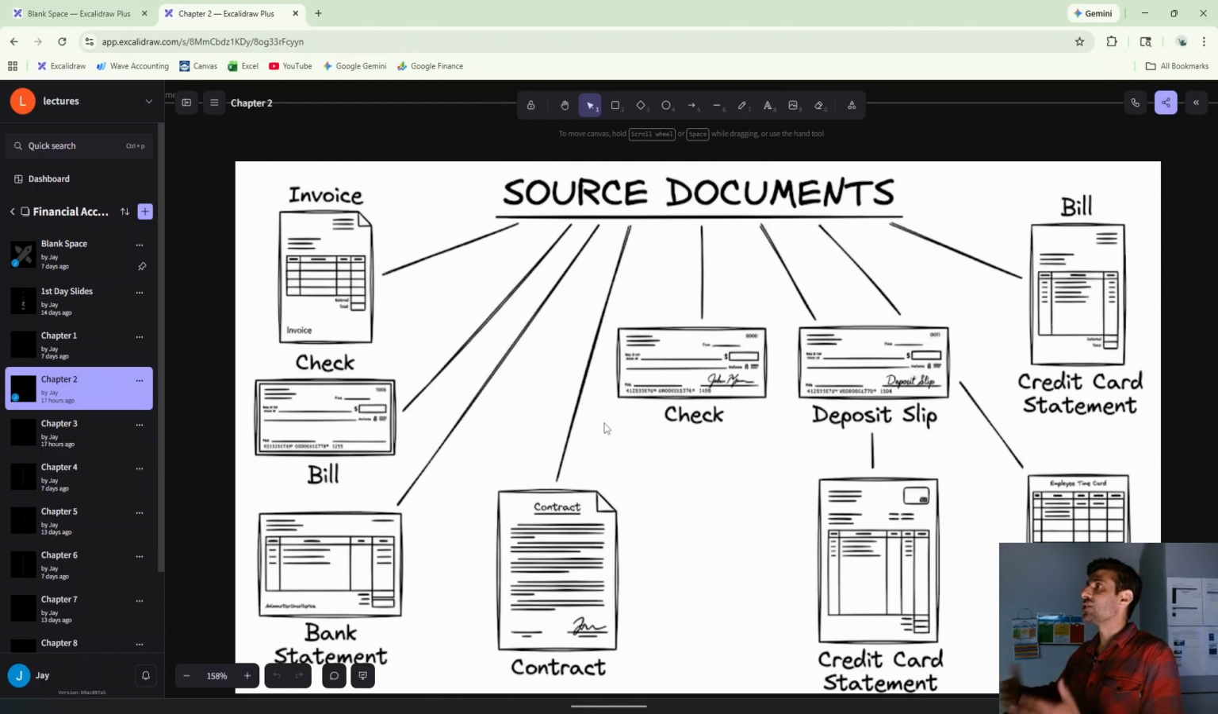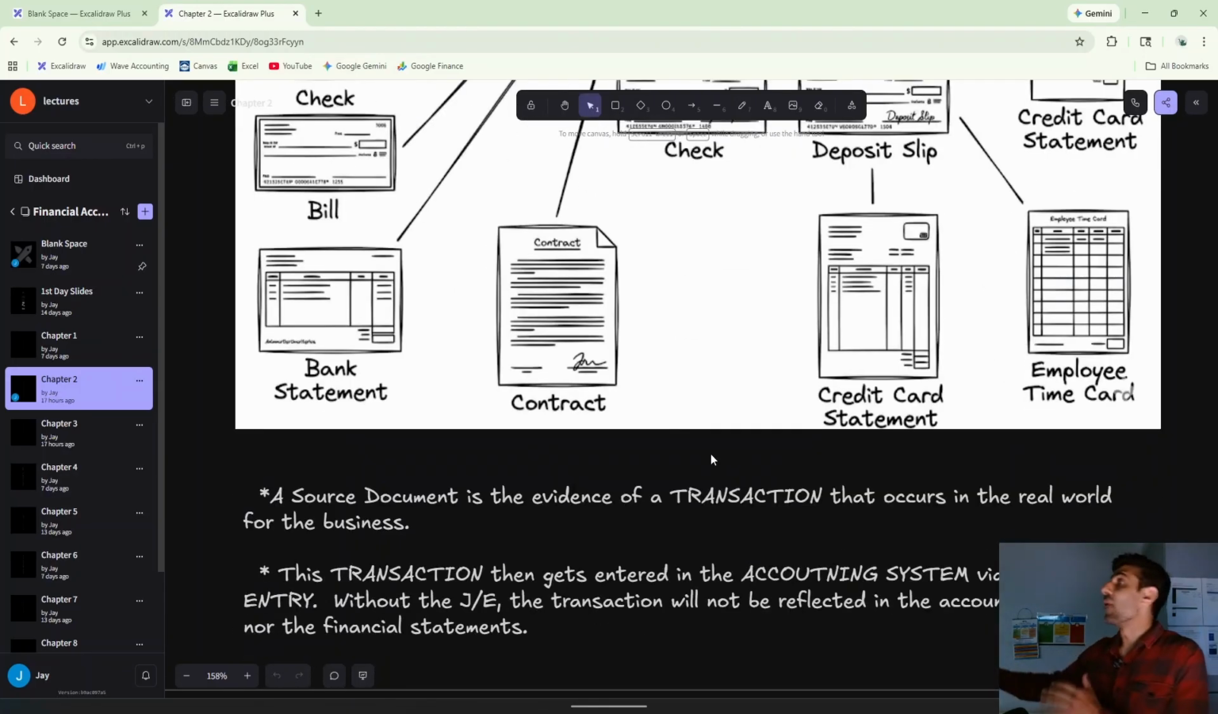The journal entry actually updates your accounting system, right? Until we made that journal entry, these transactions don't actually exist in the accounting system. It's only when we make a journal entry, do a debit and a credit to certain accounts, that the system gets updated and this becomes reflected in our financial statements. So we need these source documents. These are the ground reality of what's happening, and then they get turned into information for our accounting system.